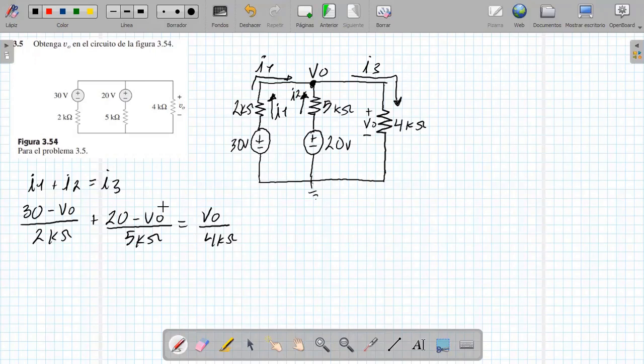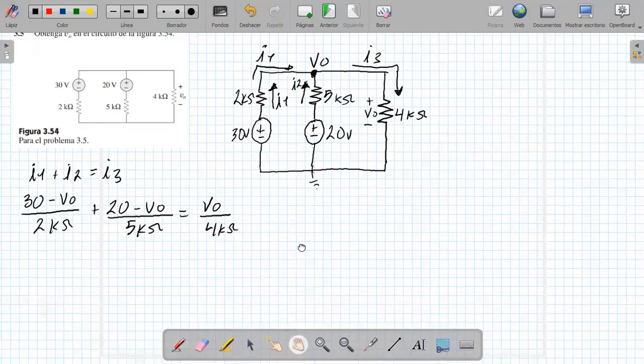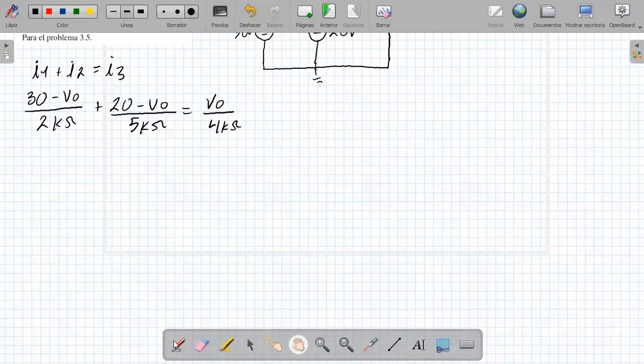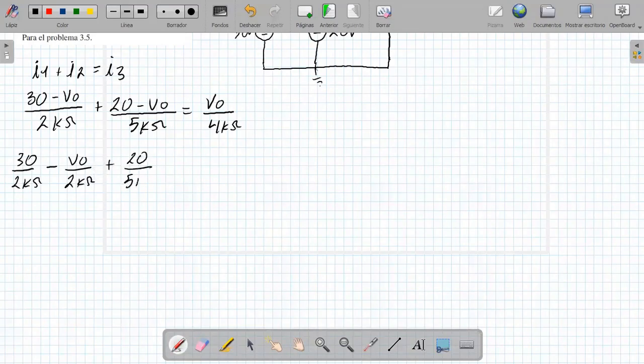Okay, now I'm going to match this. For the moment I don't need the schematic, I have it here. So I'm just going to do algebra. This is already algebra: 30 over 2 kilo ohms minus V sub 0 over 2 kilo ohms plus 20 over 5 kilo ohms minus V sub 0 over 5 kilo ohms equals V sub 0 over 4 kilo ohms.